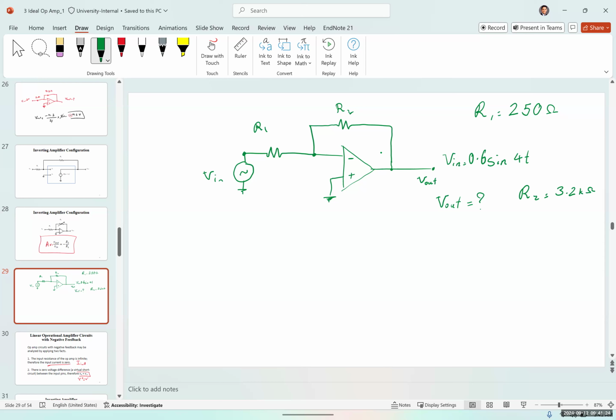I'm going to give you 5 minutes to solve it. And the first person to solve it gets an extra point on the next homework.